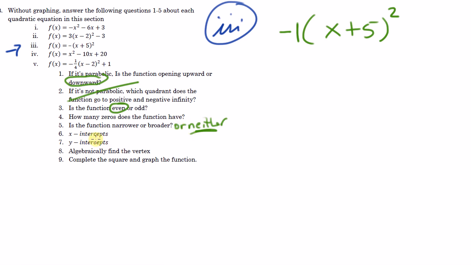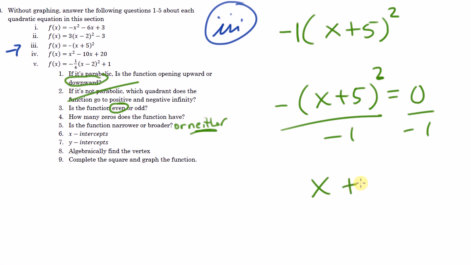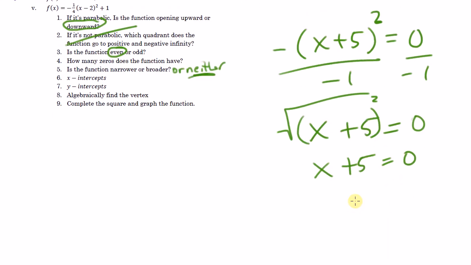And we need x-intercepts. So we go x plus 5 squared. Set that equal to 0. Divide by negative 1. And we have x plus 5 squared equals 0, and we take the square root, so we have x plus 5 equals 0, and x is equal to plus or minus 0, which is just 0, so x equals negative 5, so it has 1 zero.